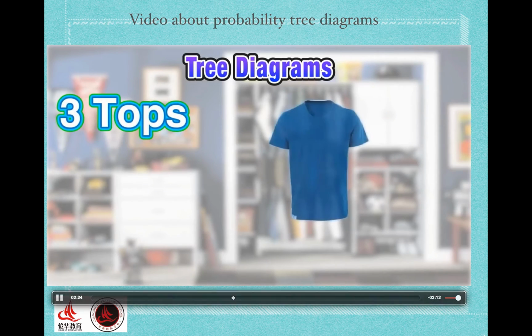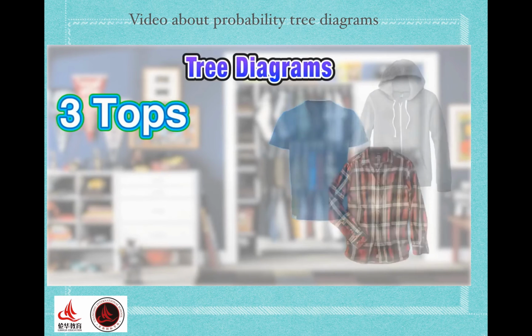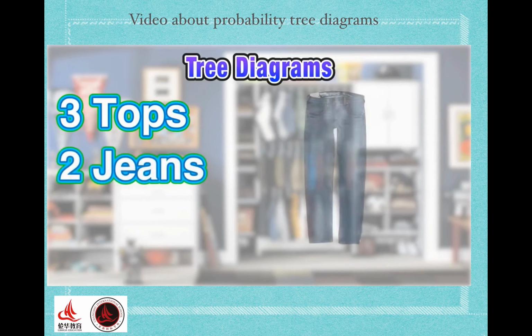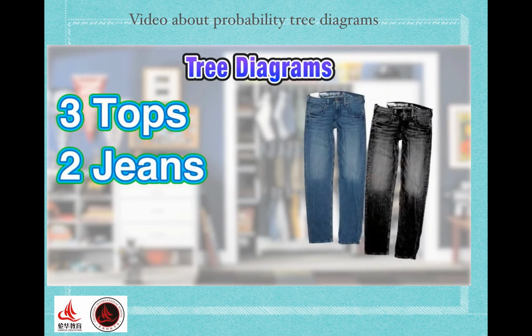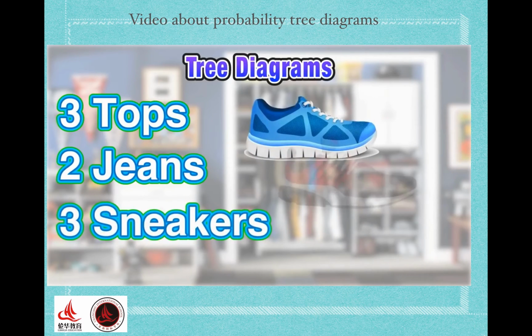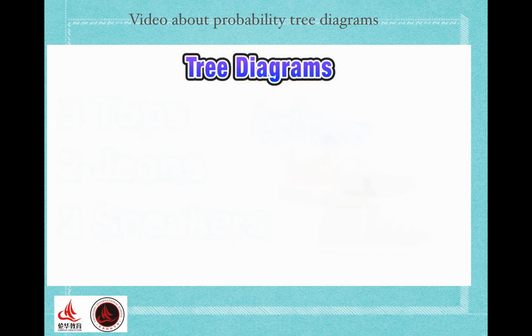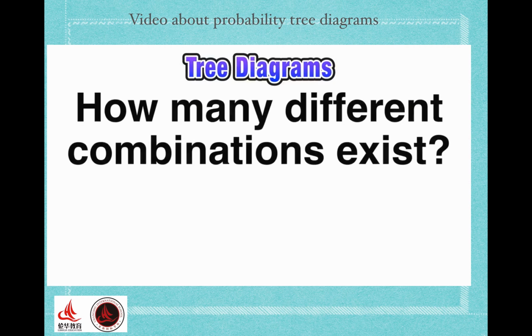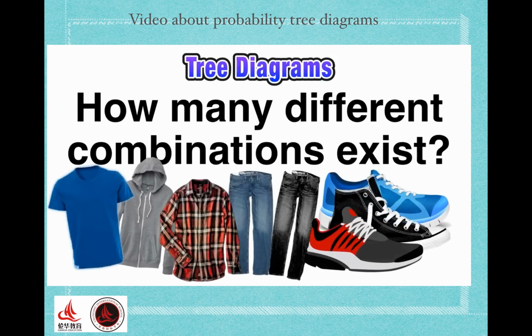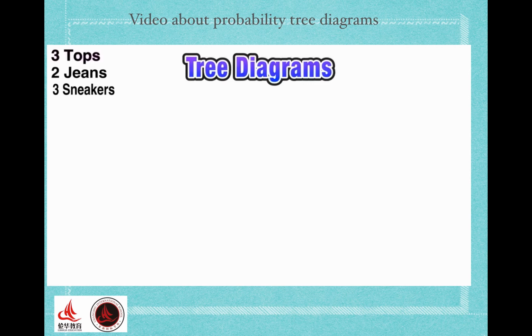So he has 3 tops, a blue t-shirt, a gray hoodie, and a red plaid dress shirt. He also has 2 pairs of jeans to choose from, blue jeans and black jeans. And finally, he has 3 pairs of sneakers, which are running shoes, casual shoes, and high tops. So now, with these options in mind, we're ready to construct a tree diagram to explore how many different combinations exist for his outfit. So let's start off with tops first.